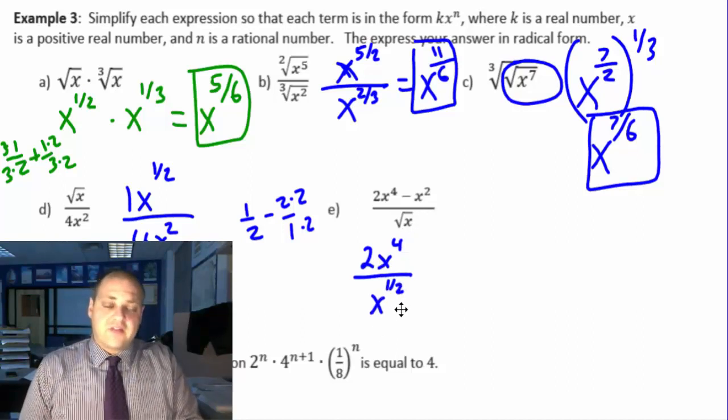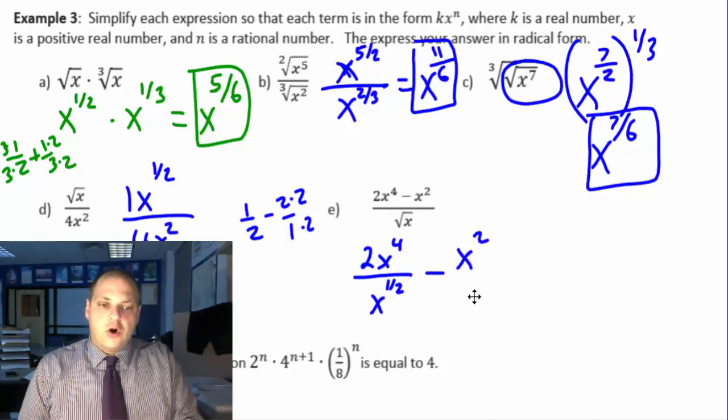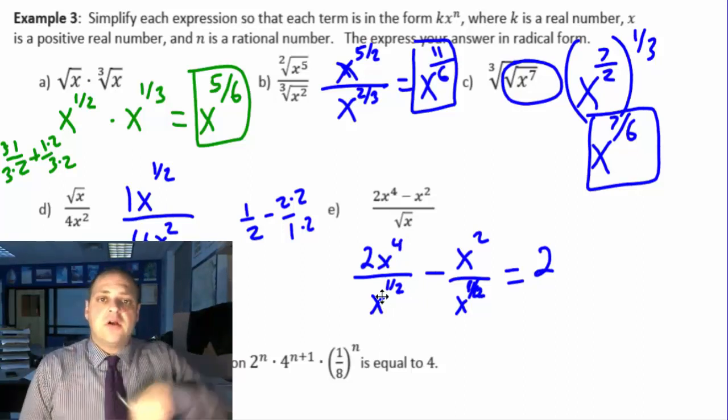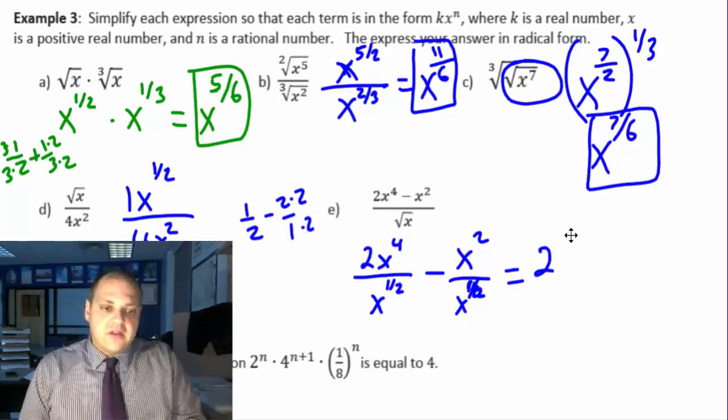Radical x, you should know that is x to the 1/2 by now, minus x squared over x to the 1/2. That's 1/2. Okay, and now let's see what that comes out to be. So that's 2. 4 subtract a half. 4 minus a half is 3.5. Okay, so that's going to be 7/2.